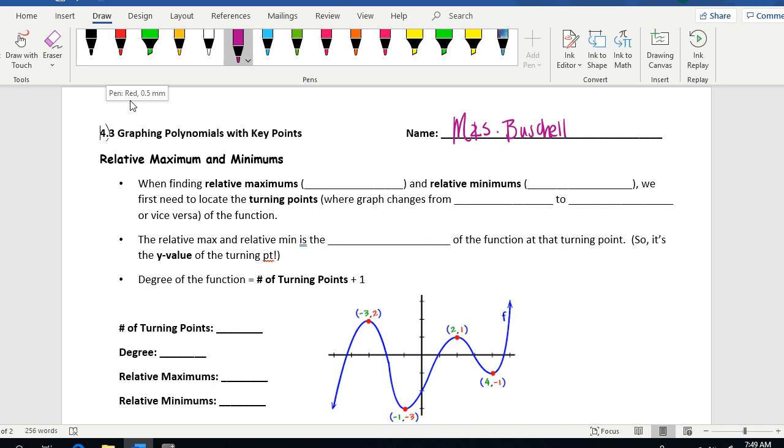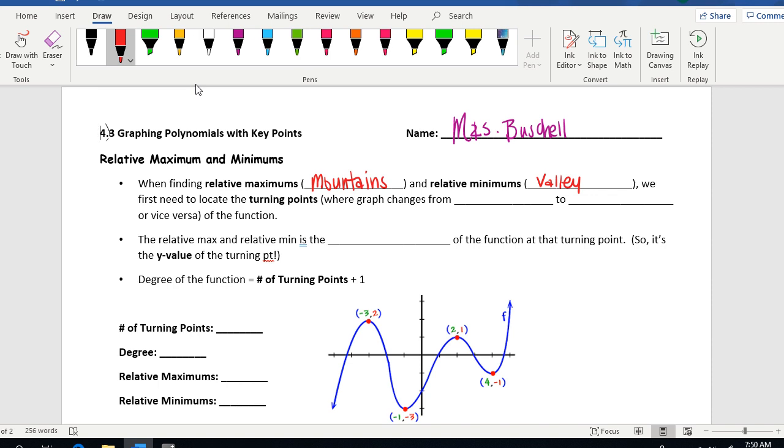So the first one is we are going to be finding the relative maximum, and I'm going to use a really mathy word here, and that's when we're going to be looking for the mountains of my graph. And then we're also going to be looking for relative minimums, which are going to be my valleys. And we're going to locate these two types of relative maximums and minimums based off their turning points.